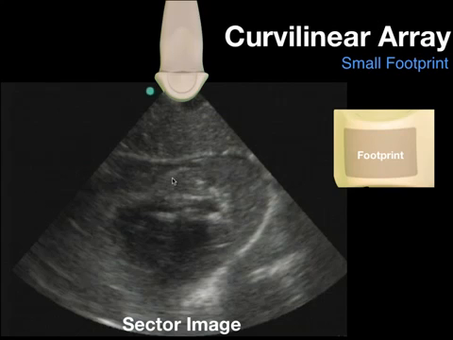Here is a pericardial window obtained using a small footprinted curvilinear array. Again, it provides a sector image here. You've got the liver here, and here's the heart with an echogenic pericardial effusion. But this would also provide you with a nice sector image and access into tight spaces such as the subxiphoid space and the intercostal spaces.